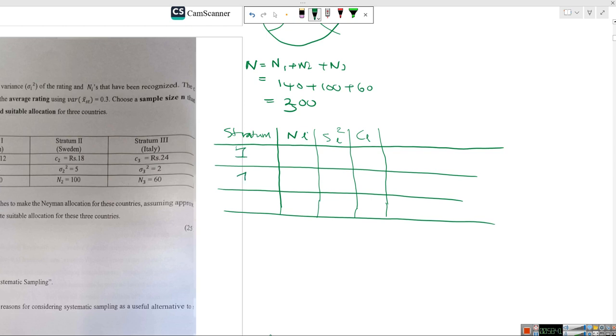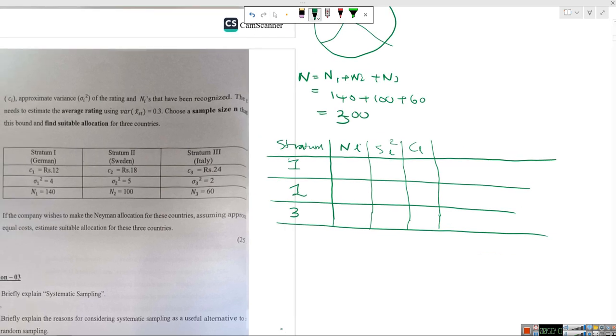Stratum 1, country 1, stratum 2, country 2, stratum 3, country 3. Now what are the values? Ni is 140, 100, 60. And here Si squared: this one 4, 5 and 2, and here Ci is 12, 18, 24.